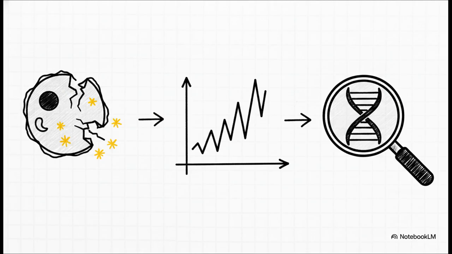So this elevated CK is a massive red flag that prompts us to do confirmatory genetic testing, like a PCR, to nail down the exact dystrophin mutation.